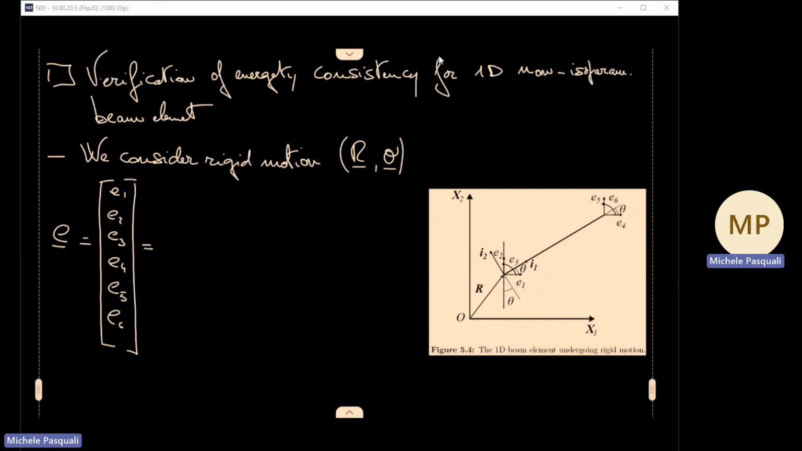So now it's actually easier. So you tell me, what are these nodal quantities? E1 is the component along x1 of the position of the origin of the element frame. So what is it? Exactly, it's R1. I guess that's pretty obvious. Then we get E2 is equal to R2.